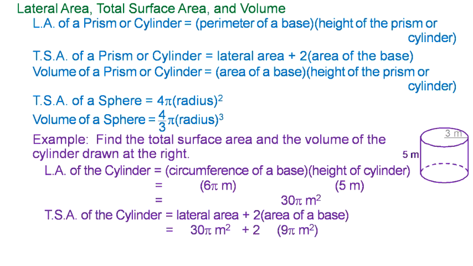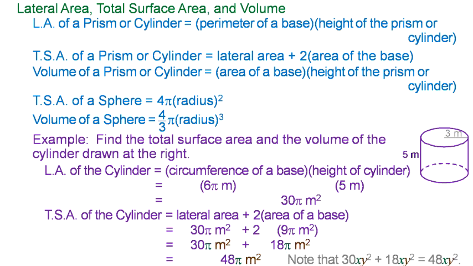To find the total surface area, I just need to add this to the areas of each of the bases. To simplify this, the order of operations says that I must start by noting that 2 times 9 pi square meters is equal to 18 pi square meters. This tells me that the total surface area of this cylinder is equal to 48 pi square meters.